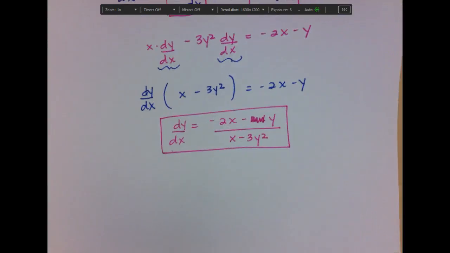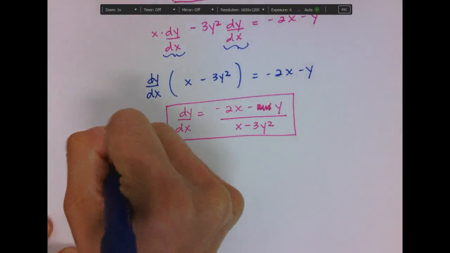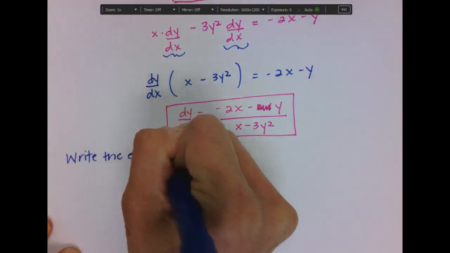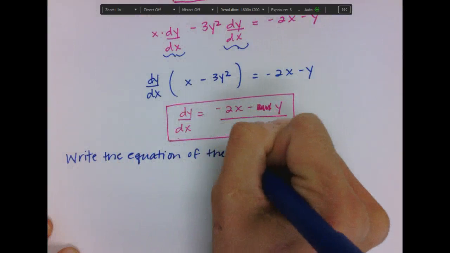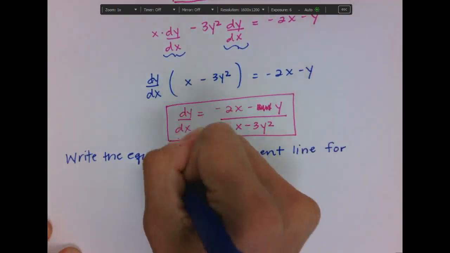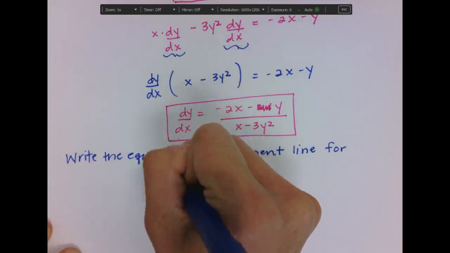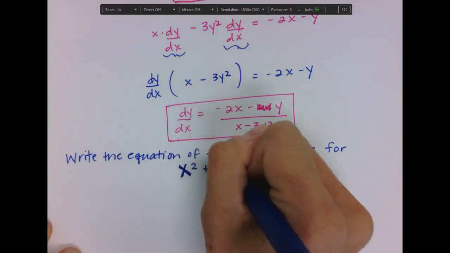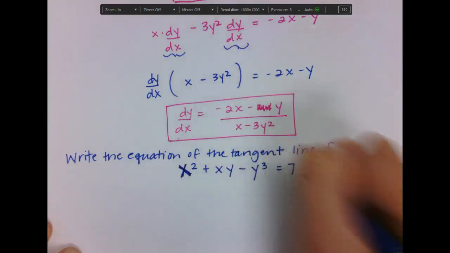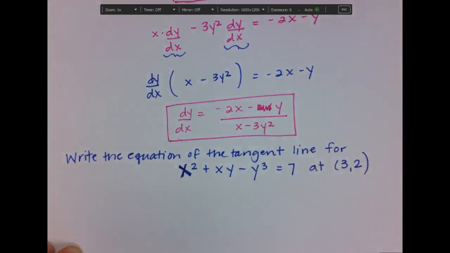So let's say that we wanted to write the equation of the tangent line, which is a common theme in every section that we do. Not just find the derivative, but use it to write the equation of the tangent line. So write the equation of the tangent line for x squared plus xy minus y cubed equals 7 at the point (3, 2).